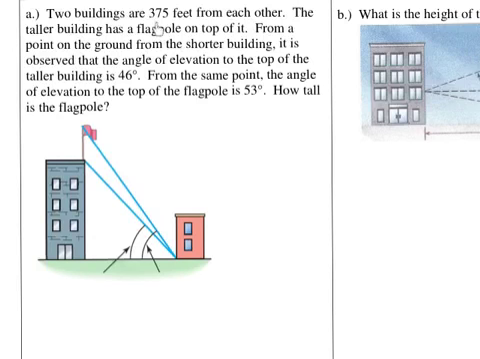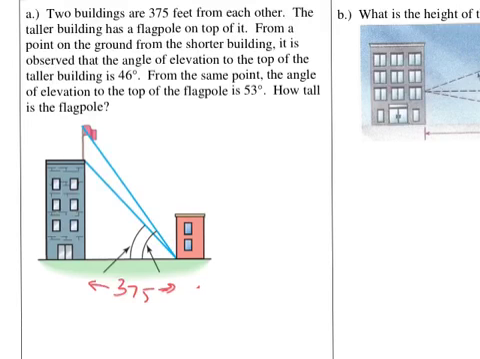It says two buildings are 375 feet from each other. So here's my two buildings, and I know that the distance between them is 375, going from the inside dimension there. So from there, over there, that's 375.